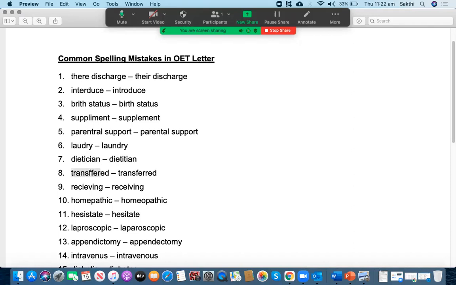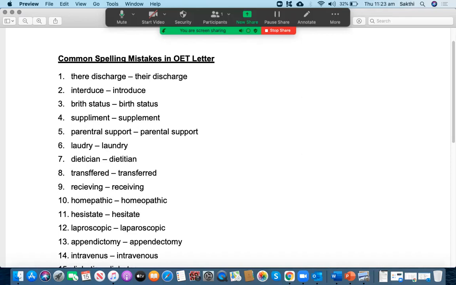Transferred doesn't have double F, but it has double R. So TRANSFERRED is the correct spelling. Receiving, remember that receiving has E in the beginning and then I. So it's going to be RECE. So double E will be available in the beginning itself, and then I. So it's RECEIVING. The next one is homopathic. It's not homopathic, it's homeopathic actually. HOMEOPATHIC. That's the correct answer.